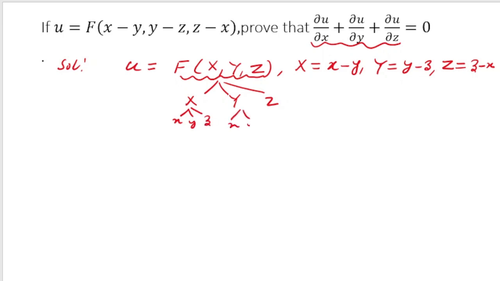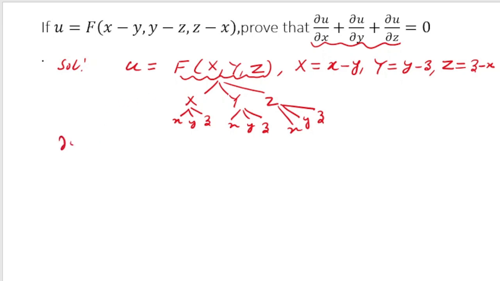This can be treated as a function of small x, y, z, and this can be treated as a function of small x, y and z. You may argue, sir, in X there is no z, but I can consider it as x minus y plus 0 z, so that it looks symmetrical.